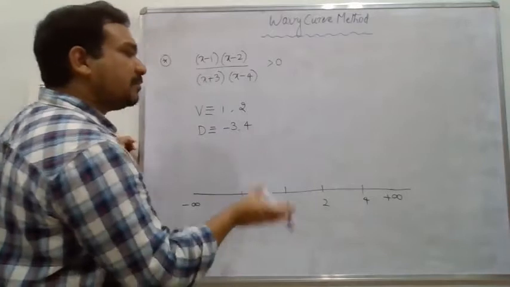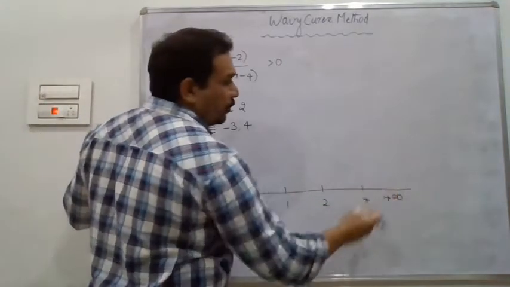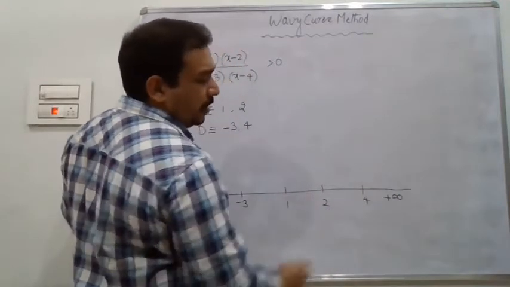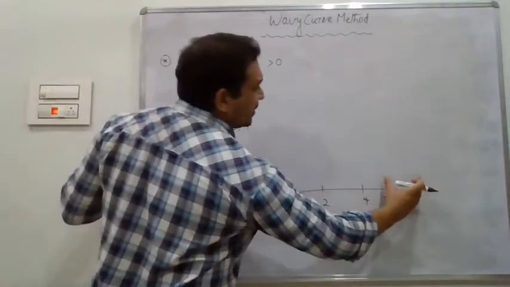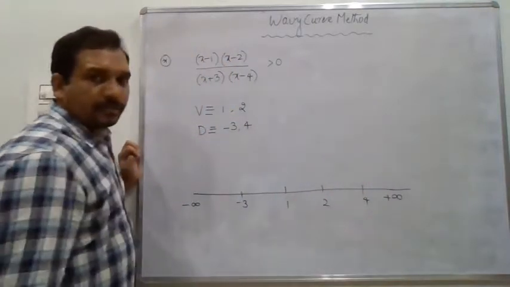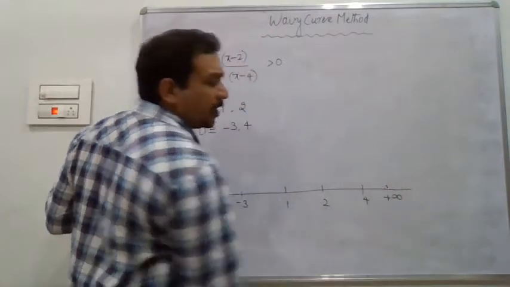Each part contains some sign, whether positive sign or a negative sign. For the portion more than 4, whether this portion is positive or negative, how to check? More than 4 must be always positive, means the most right side one always starts with plus. Otherwise we can check it also. Now substitute any point more than 4. For example, 5 is more than 4.